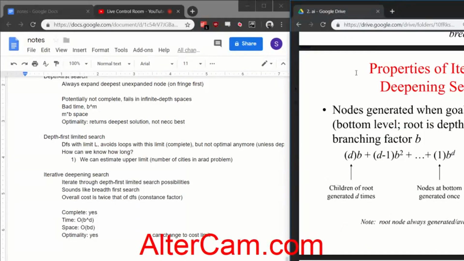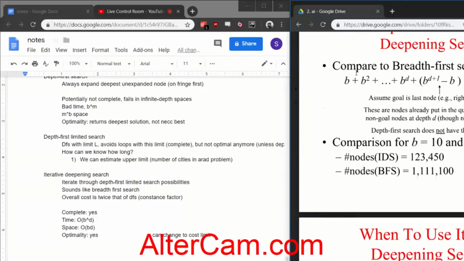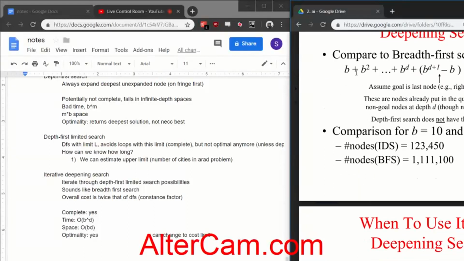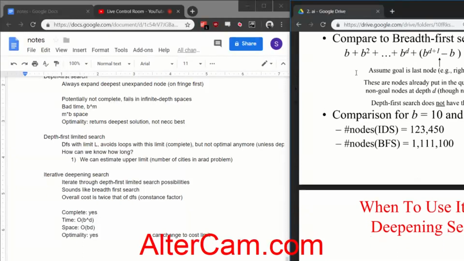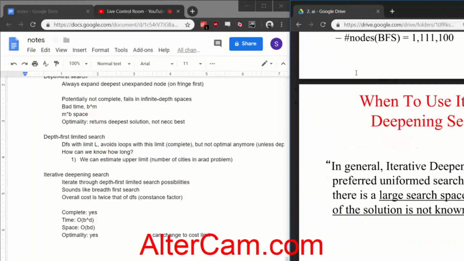Because of this vastly lower memory usage, iterative deepening tends to be the go-to uninformed search algorithm when its properties work. So in this case, when you would have used breadth-first search, typically you would use iterative deepening search instead.